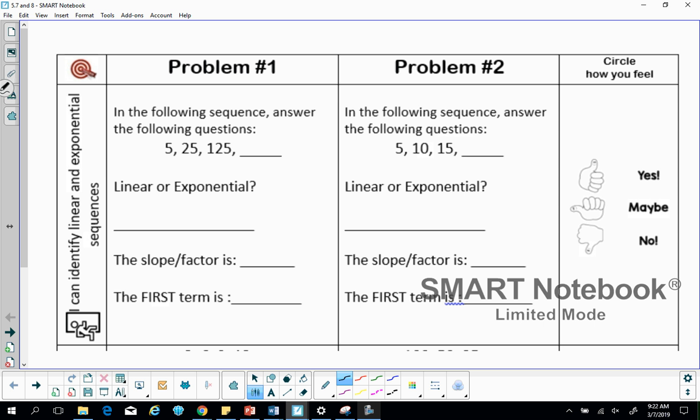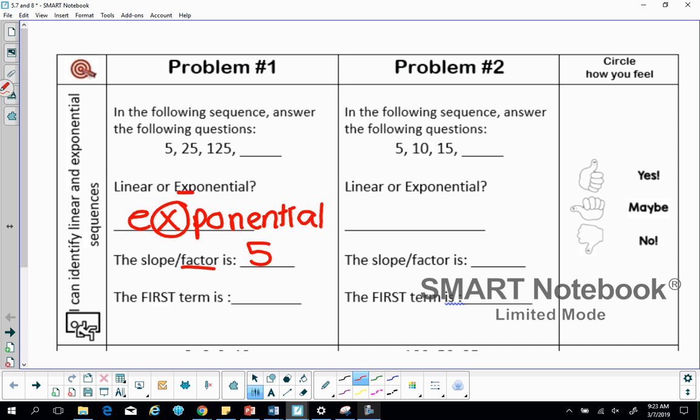What's happening from 5 to 25 to 125? What's the pattern going on? It's multiplying by 5. Would that be a factor or a slope? Factor, right? Factor means it's multiplying, which means that it's linear or exponential. Good. Remember exponential, I just remember that x means multiplying.